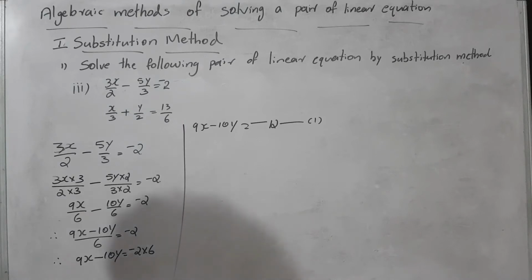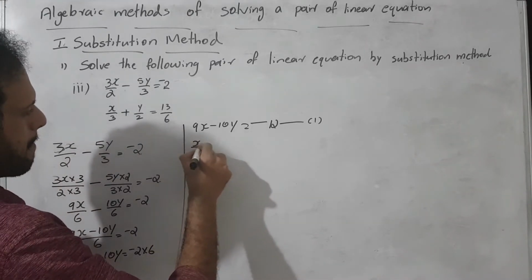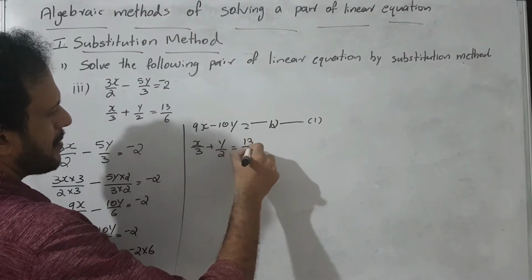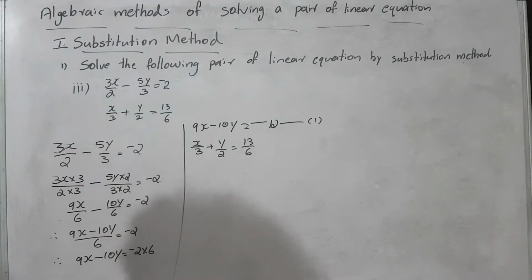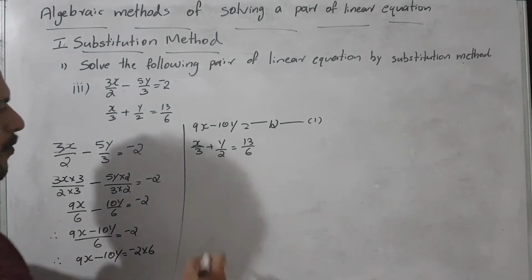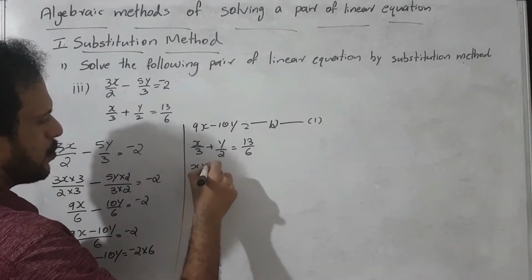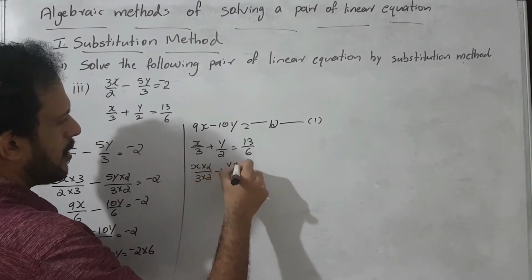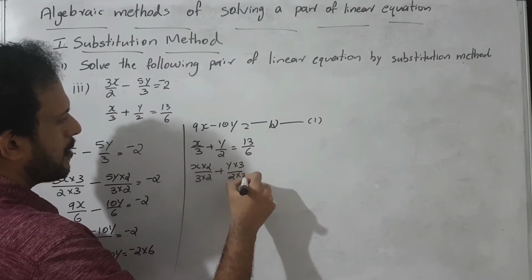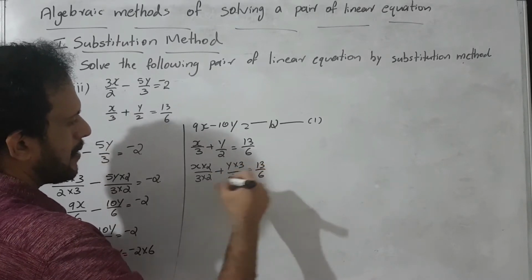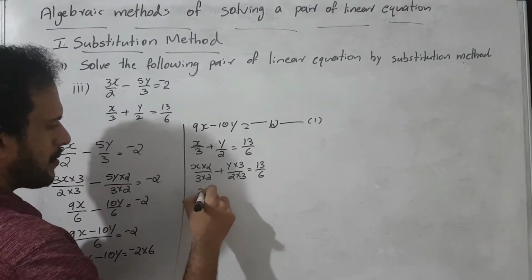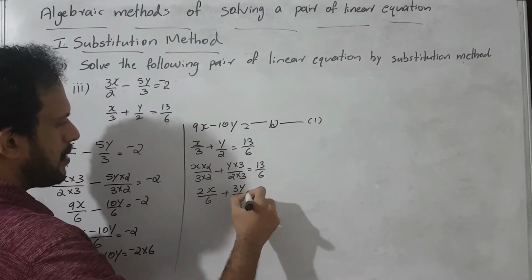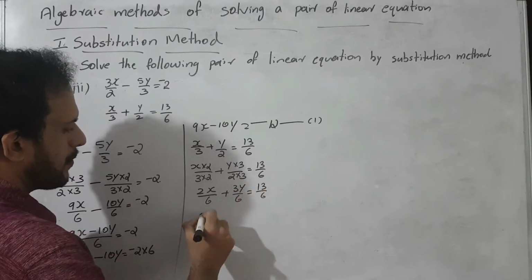The next, x by 3 plus y by 2 is equal to 13 by 6. Again, we multiply to make the denominators equal. For that, x into 2 by 3 into 2 plus y into 3 by 2 into 3 is equal to 13 by 6. Then 2x by 6 plus 3y by 6 is equal to 13 by 6.